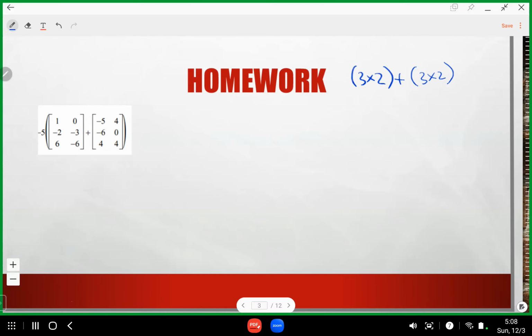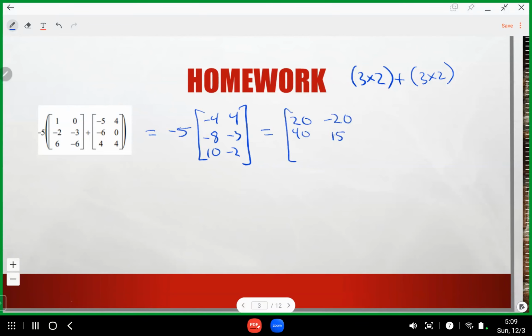To add matrices, all you're going to do is just add the corresponding elements. So that should not be hard. We're going to have -5 on the outside here. This is a 3 by 2 matrix. So we're going to have 1 minus 5, which is -4. This is +4, -8, -3, a 10, and -2. Right, then we multiply everything by -5. So we have a 20, -20, 40, 15, -50, and 10.